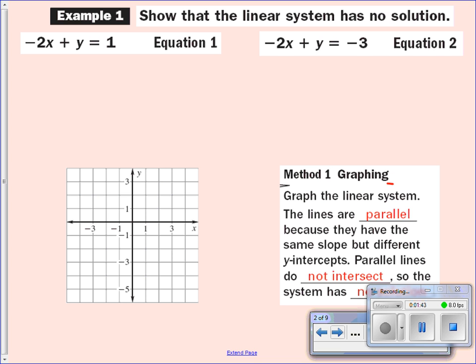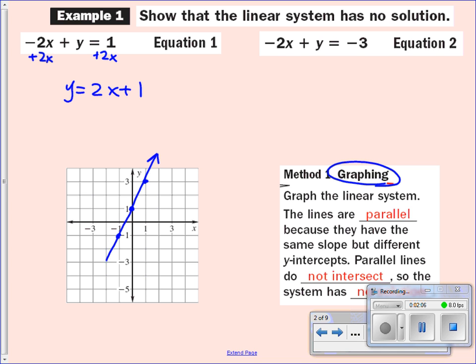There are different methods to find whether or not this is a special type of system. You can do this by graphing. So we can graph this system first, but to do that we have to get the y by itself. So y equals 2x plus 1, and that means I start at 1 on the y-axis, up 2 and over 1. Down 2 and back 1, and there's my line. Now in the other equation, I've got to get y by itself to graph it. y equals 2x minus 3. So start at negative 3 on the y-axis, up 2 and over 1.